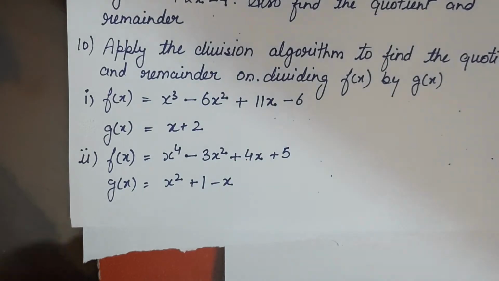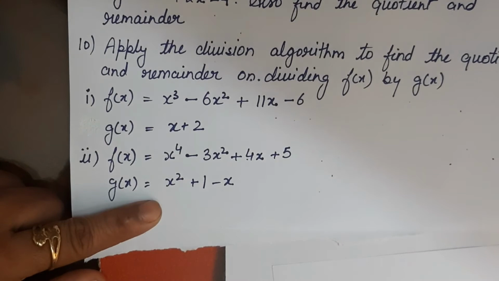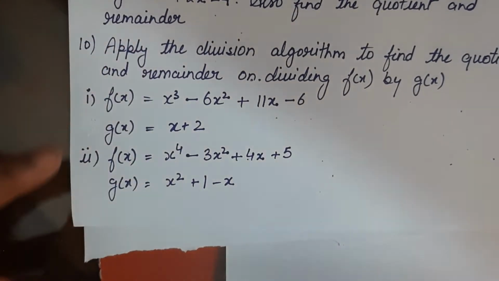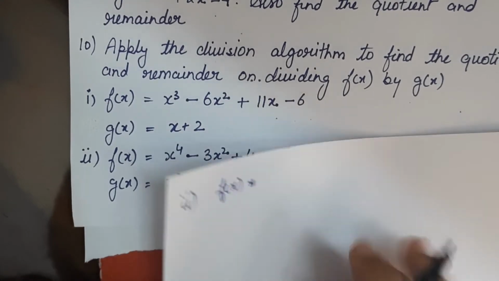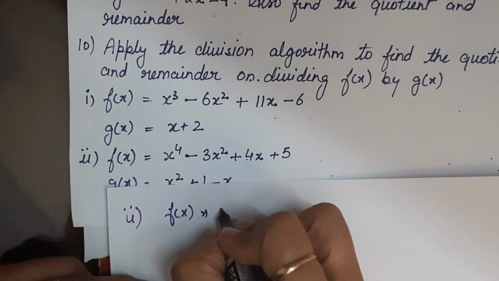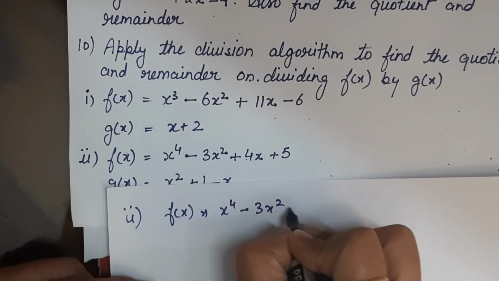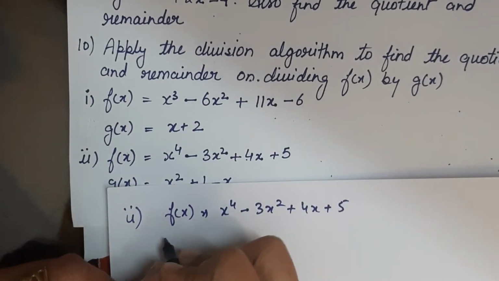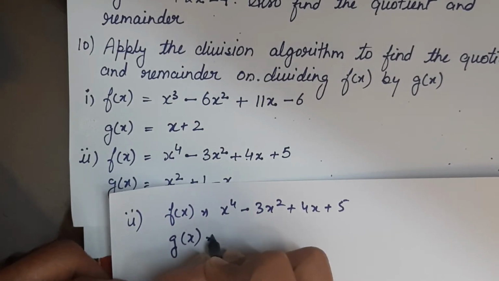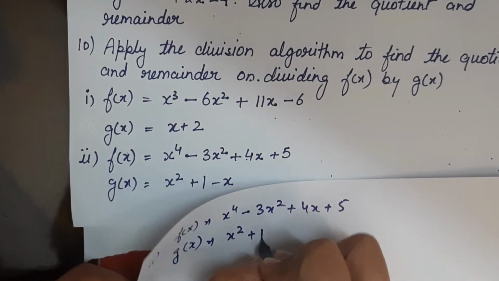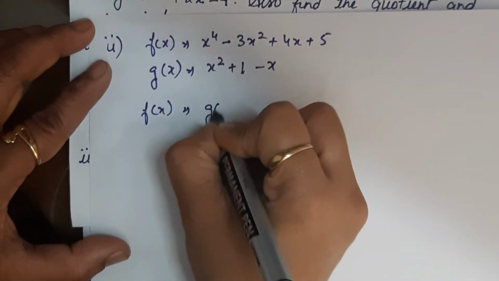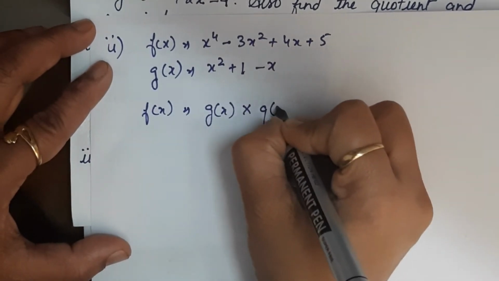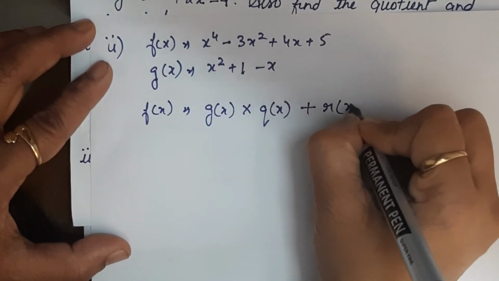Though it is a long question, I want to do one more question with you, friends. See, this is also the same type of question, and we have to do it by the same method. So let's do it. This is the second part. I'll make you revise again. The equation is x⁴ - 3x² + 4x + 5, and g(x), that is the divisor given to us, is x² + 1 - x. Now the equation is f(x) equals g(x) multiplied by quotient Q(x), plus the remainder.